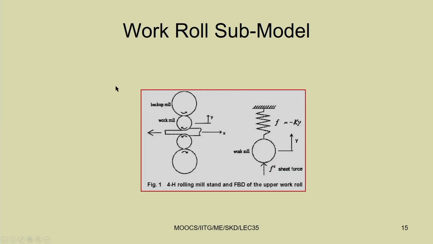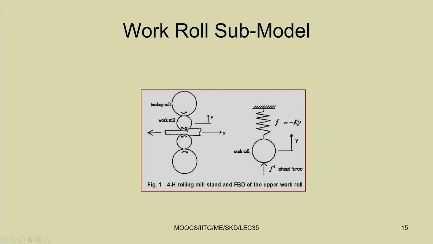So, this is a 4 high rolling mill. So, you can find 4 rolls. The upper one and the lower one are known as the backup rolls. Then we have the work rolls. These two are the work rolls, which press the ingot to make it into sheet form.